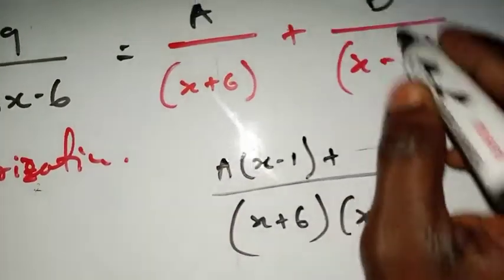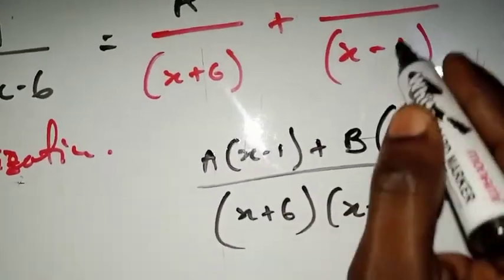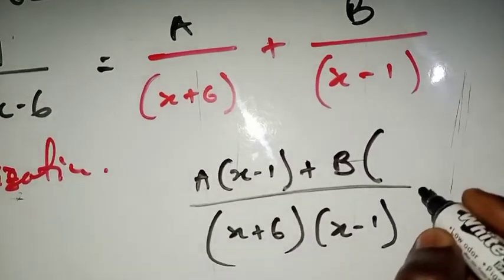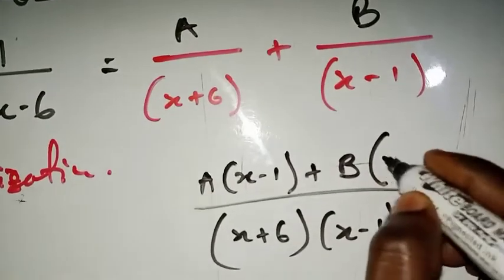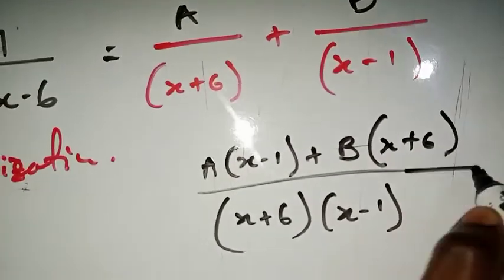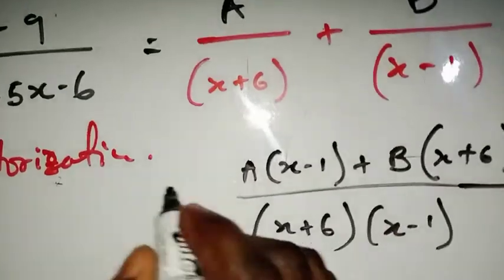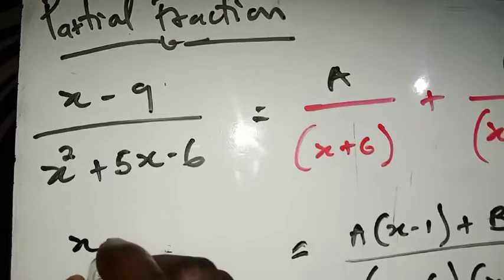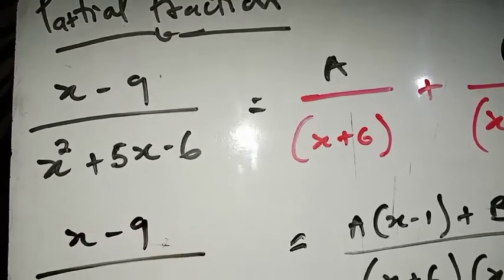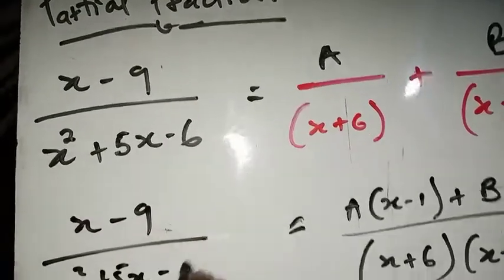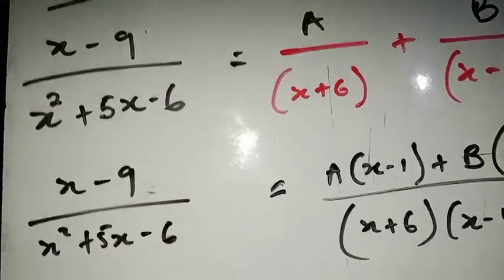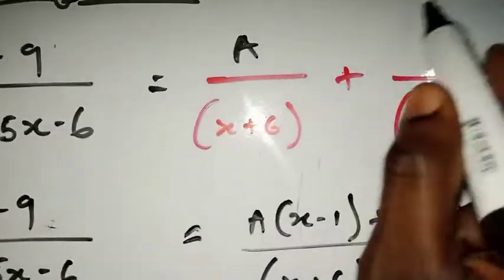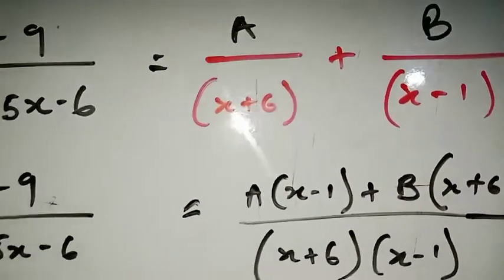So plus B multiplied by x plus 6, where this cancels out, right? You know how to do that addition of fractions. What are we going to have at the left-hand side? As it is, we have x minus 9, everything divided by x squared plus 5x minus 6. So what is our aim here? Our aim is to find the value of A and the value of B.